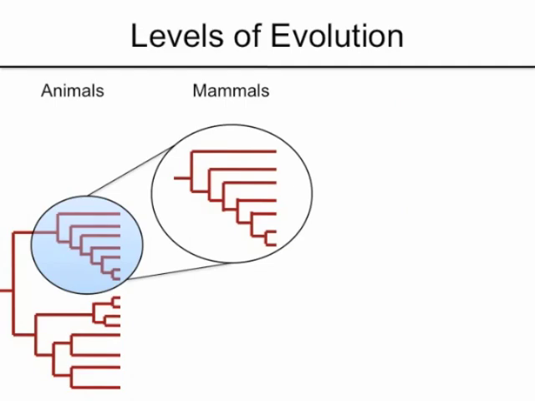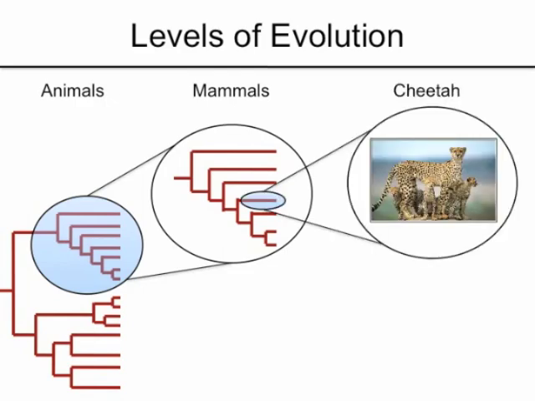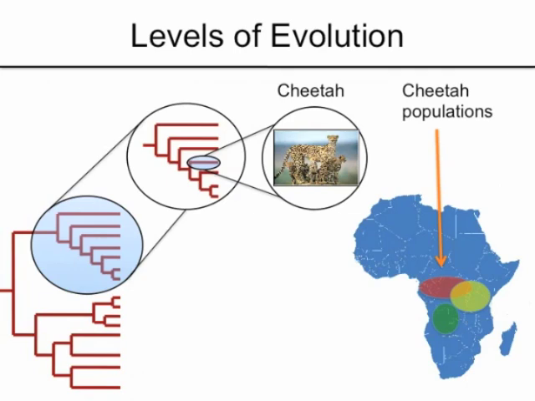Okay, so we can zoom in on groups of these trees of animals and have a closer look at just mammals. And this is kind of what we looked at in the past one. If you zoom in on one branch of the tree of mammals, you will find one species, such as a cheetah. And if you zoom in on cheetahs, you will find different cheetah populations. So we can look at evolution from many different levels, from a level of all animals, in which case mammals are a type of animal. We also have cheetahs, which are a type of mammal. And then we have cheetah populations, which are a subgroup of populations.